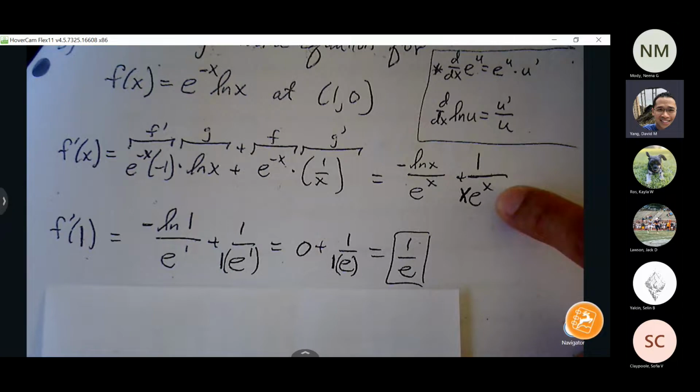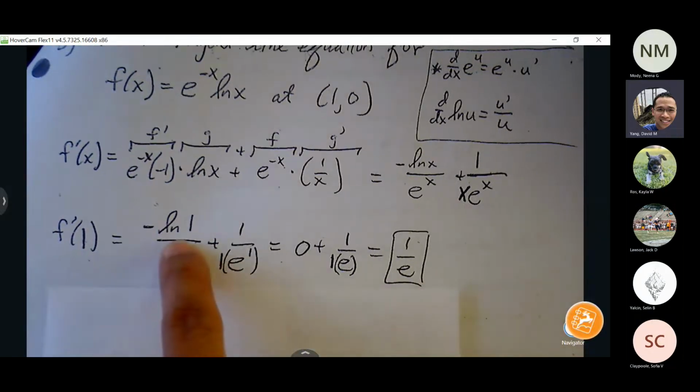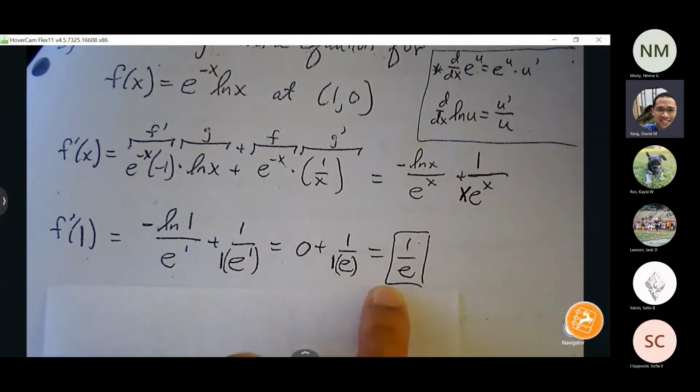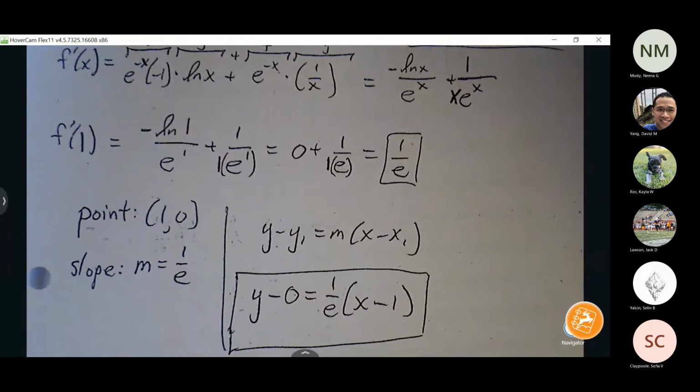To get to my slope, just insert the x value in. So negative natural log of 1 over e to the first power plus 1 over 1 times e to the first power. Natural log of 1 is 0, so that wipes out the first term here. I'm just left with 1 over e. There's my slope. I have my ordered pair and my slope, so I can use point-slope form.